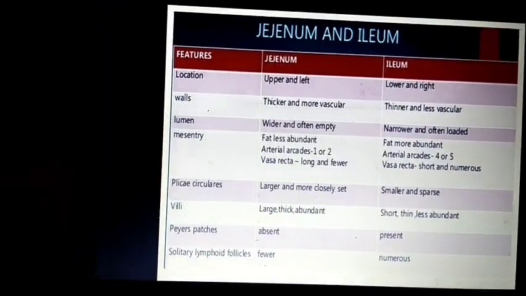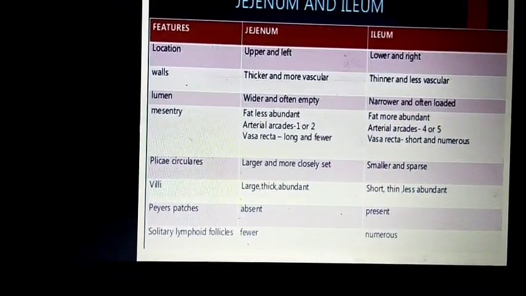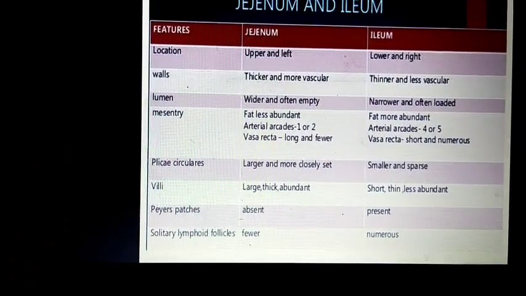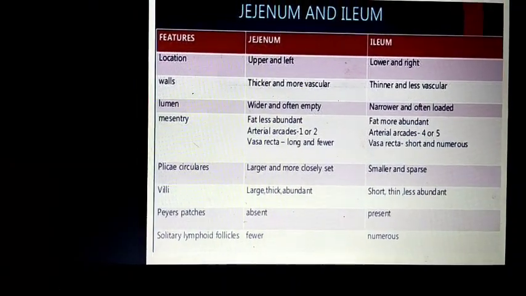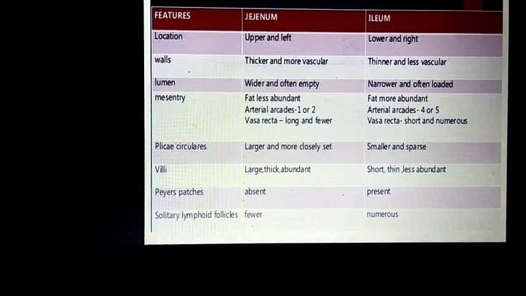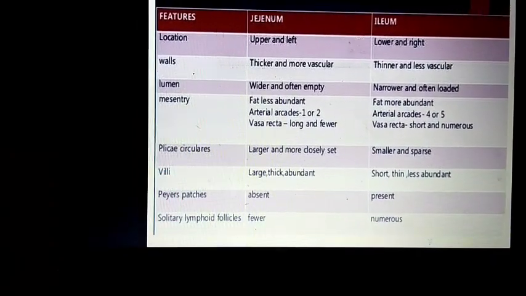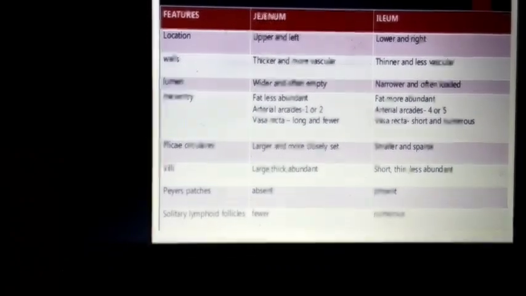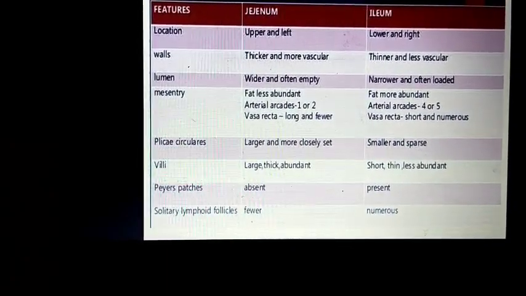Villi are nothing but finger-like projections of the small intestinal mucosal fold. They are large, thick and abundant in the jejunum, short, thin and less abundant in the ileum. Peyer's patches are absent in the jejunum. In the ileum, Peyer's patches are present. Because of that, they ulcerate in typhoid fever. Solitary lymphoid follicles are fewer in the jejunum, and numerous in the ileum.